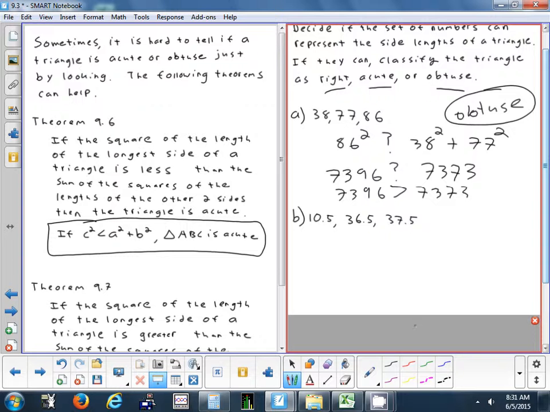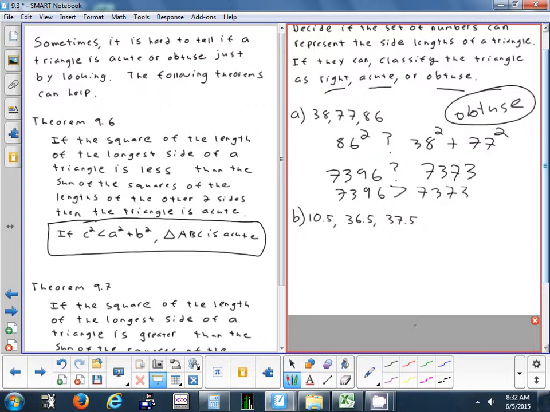Okay, next one. First thing, let's check if we even have a triangle. Denver, if you add 10 and a half and 36 and a half, is that bigger than 37 and a half? Yeah, definitely bigger. If you add 36 and a half and 37 and a half, that's bigger than 10 and a half. And if you add the first and the last, that's bigger than the middle. So these do make a triangle.